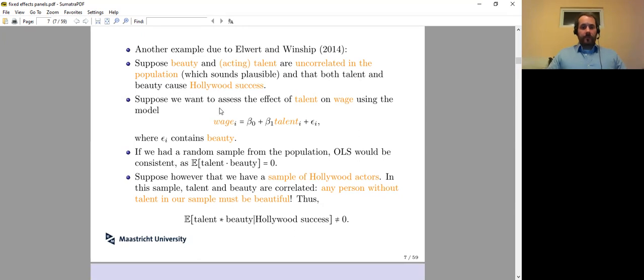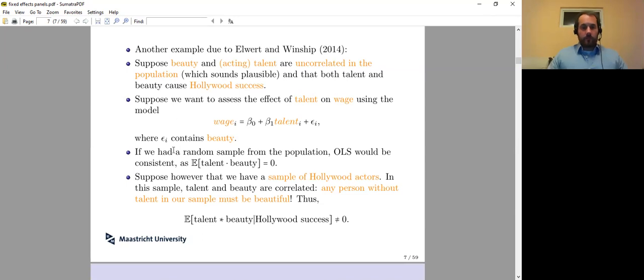Now, let's say we want to assess again the effect of talent on wage. Of course, we don't control for beauty, so beauty goes into the model error. However, if we have a random sample from the full population, there's no problem, right? Because we know that talent and beauty are uncorrelated in the population.